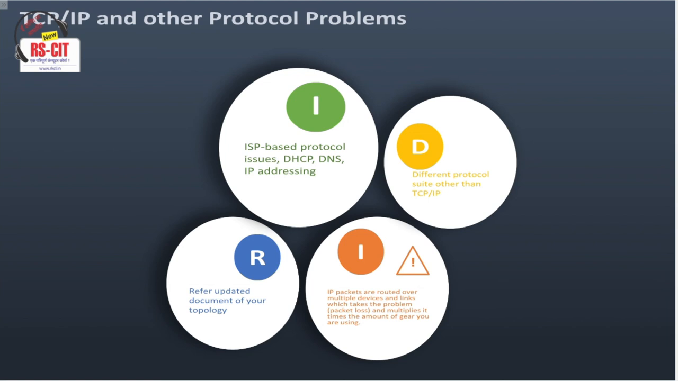You can solve most of your TCP/IP related problems by having an updated document of your topology, even if it is a few systems. Being able to view a graphic is extremely helpful when trying to resolve a network issue or to quickly add a new host to your network without causing an issue. At a high level, usually corporate networks, IP packets are routed over multiple devices and links, which takes the problem, that is packet loss, and multiplies it times the amount of gear you are using.